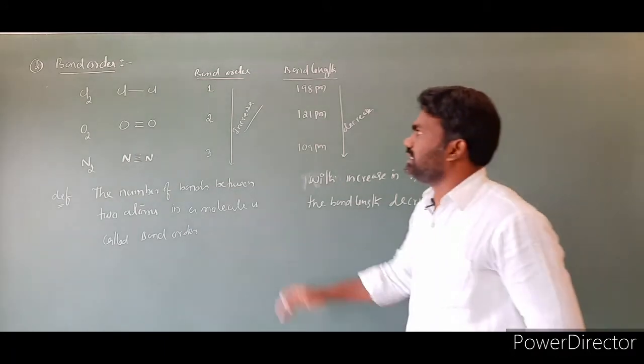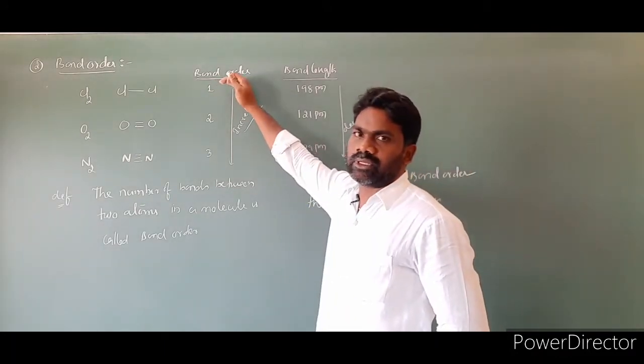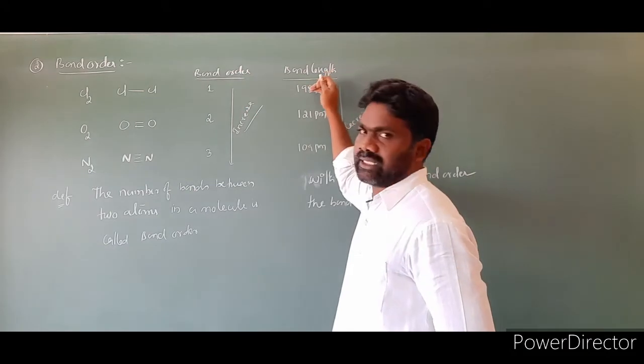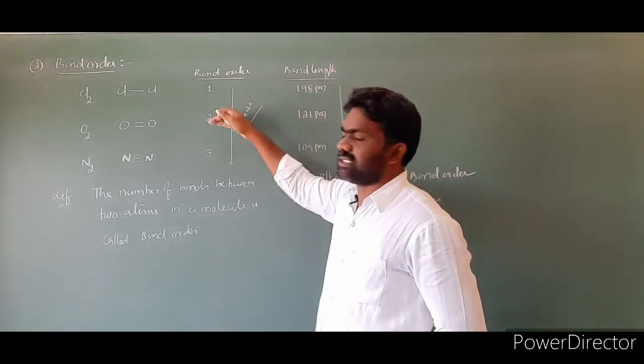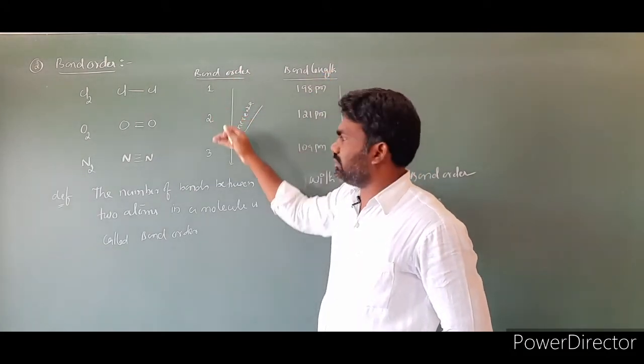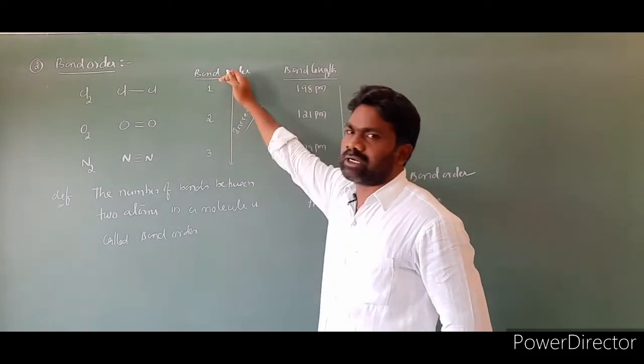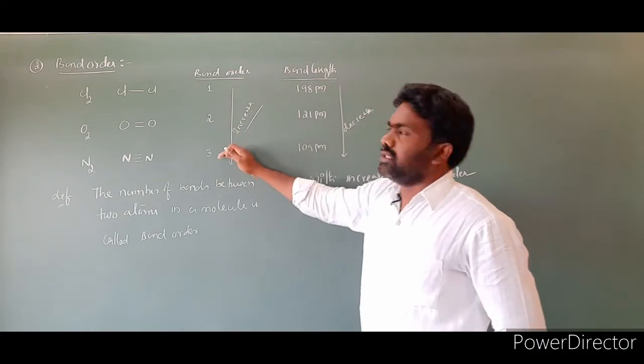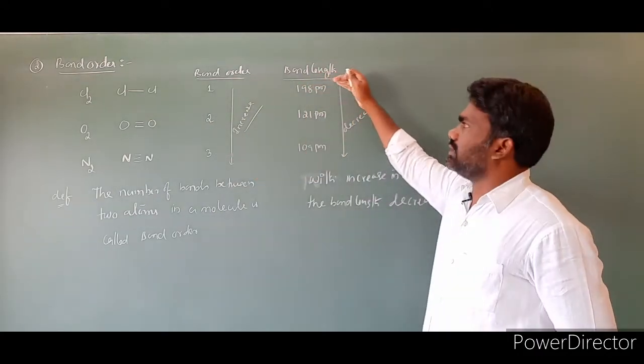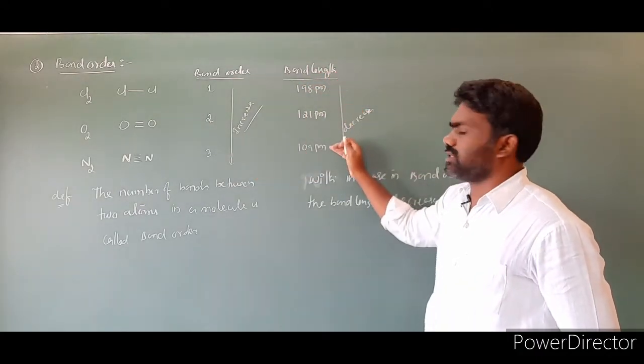What my point is, chlorine molecule has one bond, its bond length is 198. Then oxygen molecule has a bond order of 2, so 2 bonds will be there. Nitrogen molecule has 3 bonds. So from chlorine to nitrogen, bond order value increases 1, 2, 3. Now the bond length values we have to take: in this case 198 to 121 as well as 100 picometers.